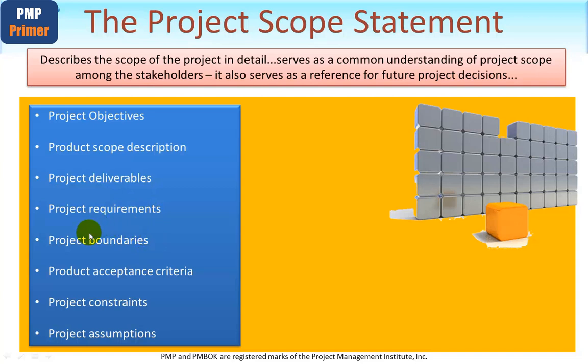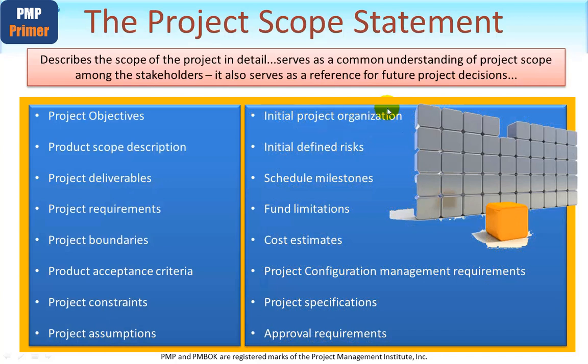It's very helpful to clarify the boundaries, to make it absolutely clear what we will not be doing as opposed to what we are doing. The acceptance criteria for each product and any constraints and assumptions we're making. It's important to capture assumptions so they can be tested later as the project progresses. The initial project organisation with roles and responsibilities, initial set of defined risks known at this point, schedule milestones. We will not have done any detailed planning yet at this point, so this type of information could be obtained from the project charter. Fund limitations, either in terms of the amount or timing.